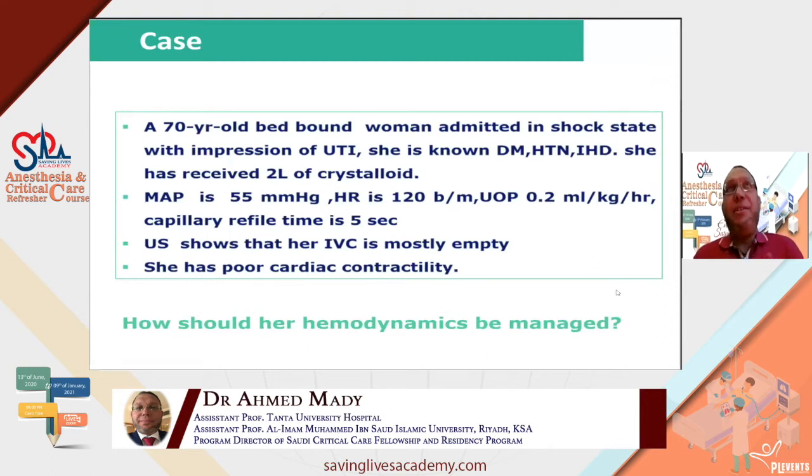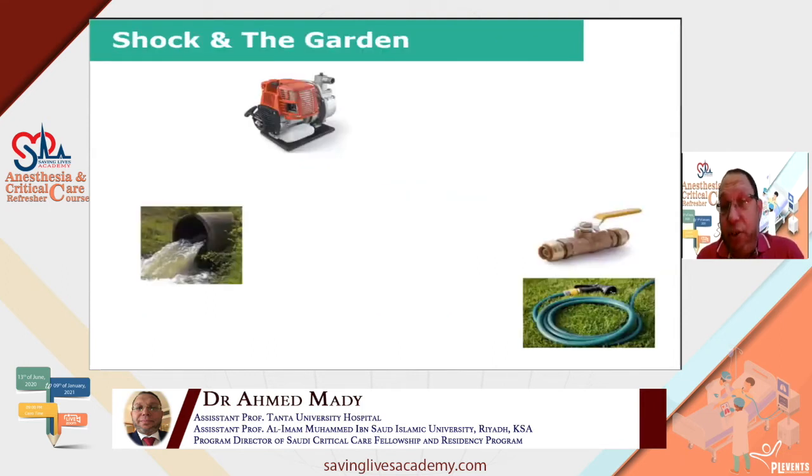I remember a long time back, when I was teaching my students about the shock state, I told them: when you think about shock, just think about a garden. If you want to supply your garden with water, what do you need? You need a water pump, you need a hose and a release valve, as well as the water itself. It's the same with shock. Those are the types of shock.